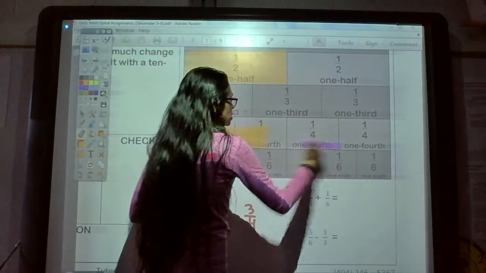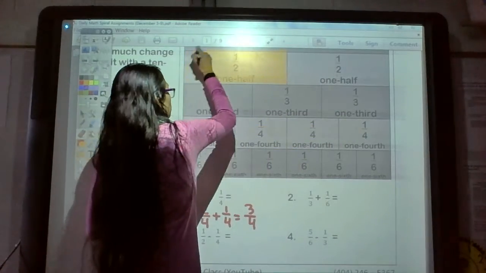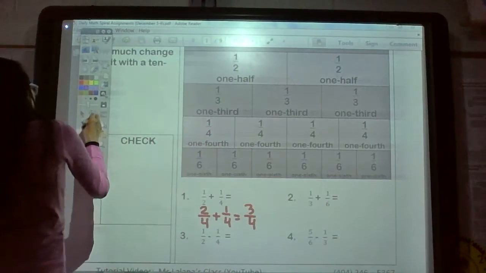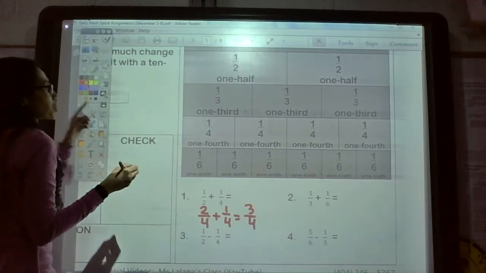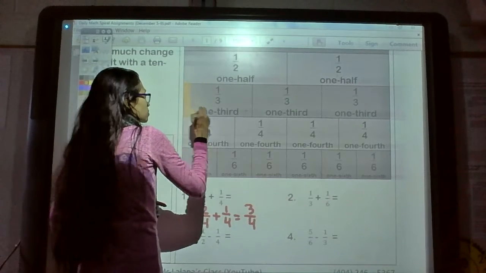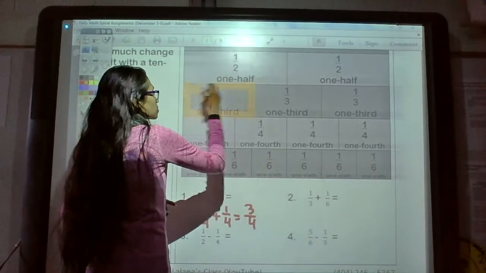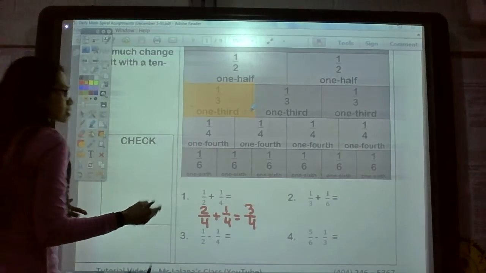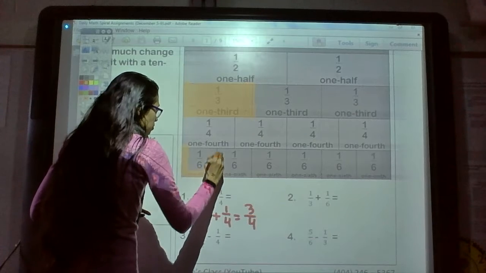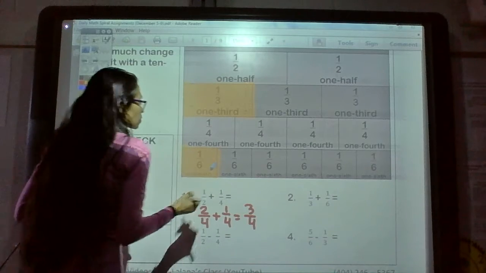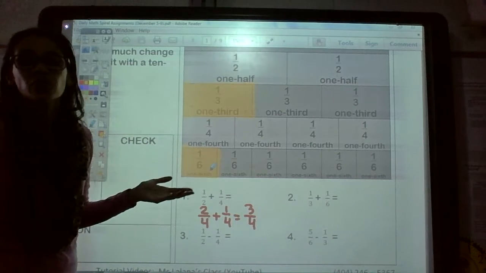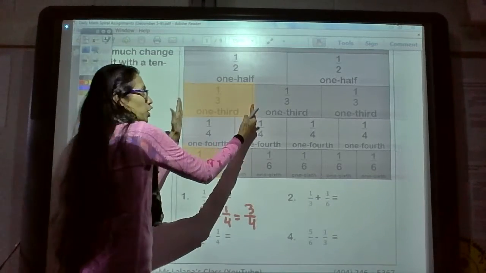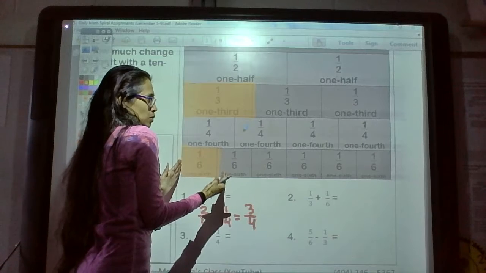Erase, erase. 1/3 plus 1/6. Where's 1/3? 1/3 is right here. And where is 1/6? Right here. We can't add those two together because they're not the same size pieces. Look, thirds are a little bit bigger than sixths, okay?